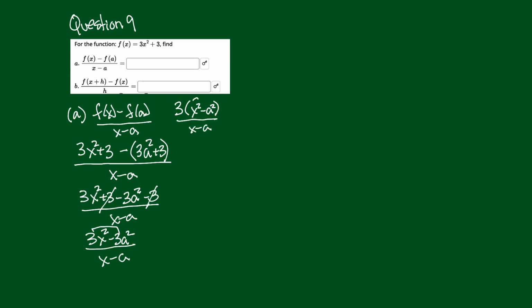And now you can factor this one. Difference of 2 squares. So bring the 3 along. Write your 2 parentheses. Unsquare. X and x. A and a. One's plus, one's minus. All over x minus a. And now those x minus a's cancel. And we are left with 3 times the quantity x plus a.